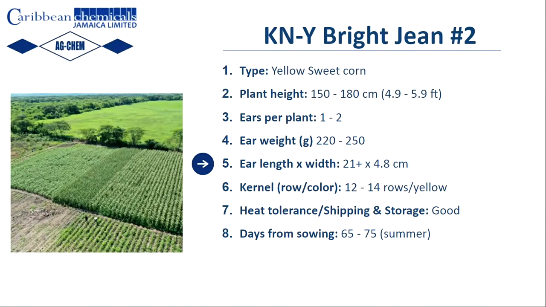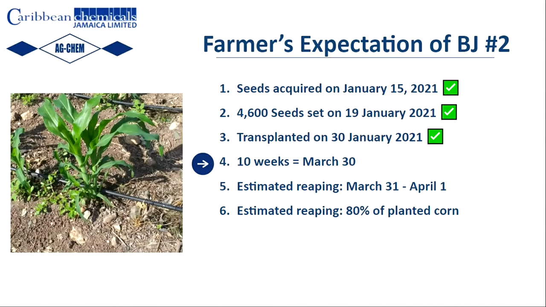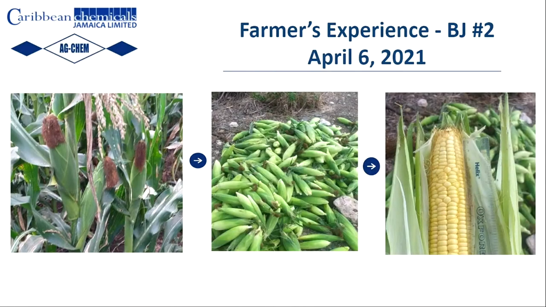So what we did was to try an early plot of the variety in St. Catherine. And the farmer received about 4,600 seeds, right? And they were set on January the 19th and transplanted on January the 30th. And this variety matured within 10 weeks, right? All right. So those are some of the early information that we had garnered in the plot.